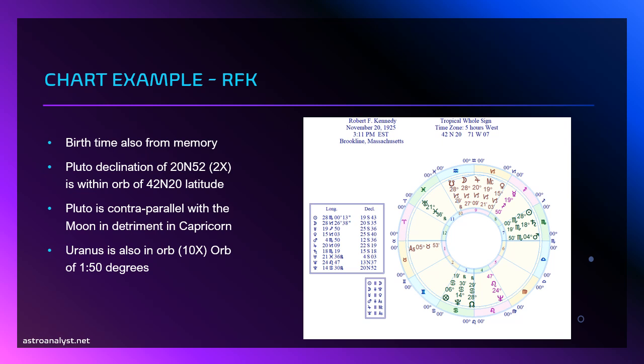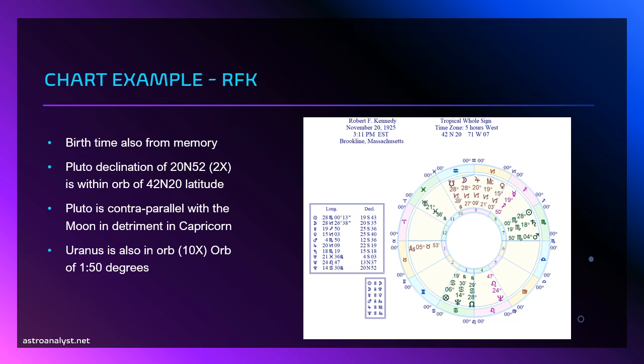So the first thing we want to do is check the declinations of his birth chart. In this case, he was born also in Brookline, Massachusetts. And we have Pluto strong there at 20 north 52 degrees. It is in a multiple of 2 to the latitude there. So Pluto is powerful there, and it's also parallel with the moon. The moon is at 20 south 35 and Pluto is 20 north 52, so it's actually contraparallel.